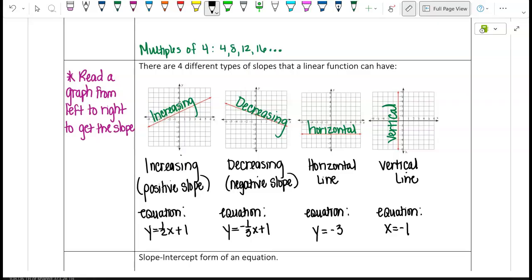So the answer was the first two have a slope, the second two don't. The third one actually does have a slope, and we'll talk about that. So they do all have a slope. But again, I want to look at the equations. There's a big difference in the equations of the first two versus the equations of the last two.